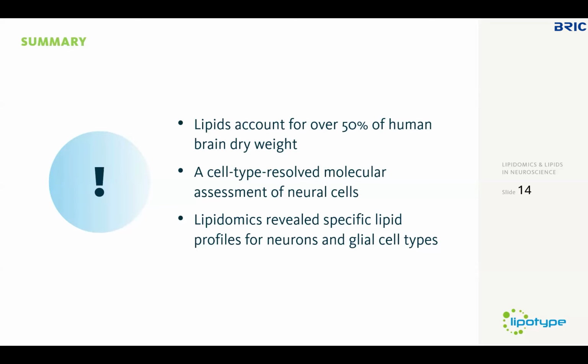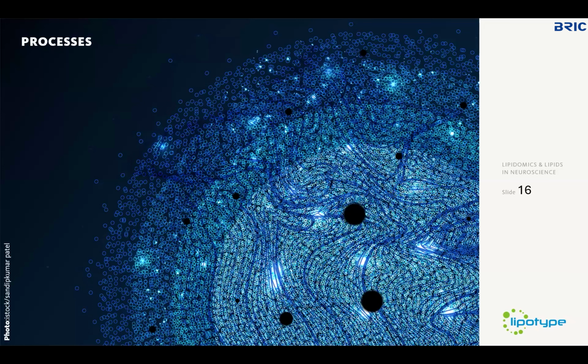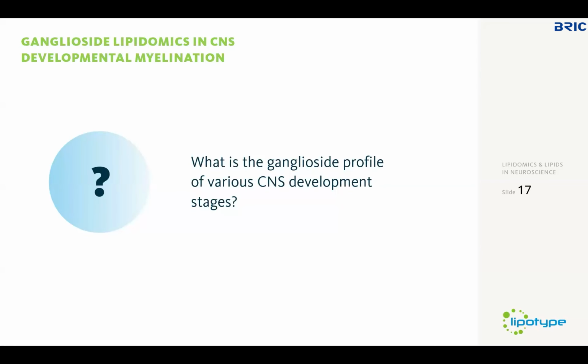So basically we saw that lipids account for over 50% of human brain dry weight, and we do see a distinct lipid composition of each cell type. Then this was also published. You can check this paper online. And now we can move on to the processes, having this background.